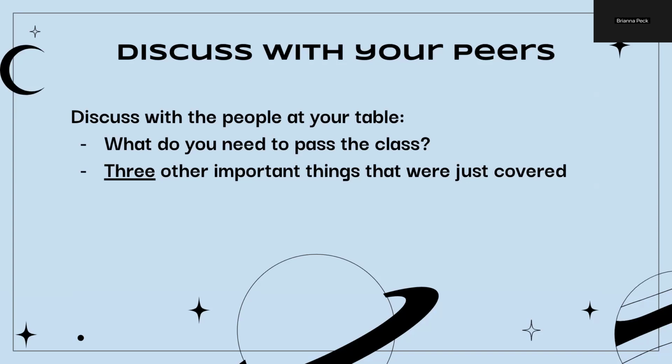Okay, cool. But yes, it's 40% for homeworks, 40% for final projects, 20% participation. Cool. Okay. What are 3 other important things that we talked about? Just name one, but raise your hand.